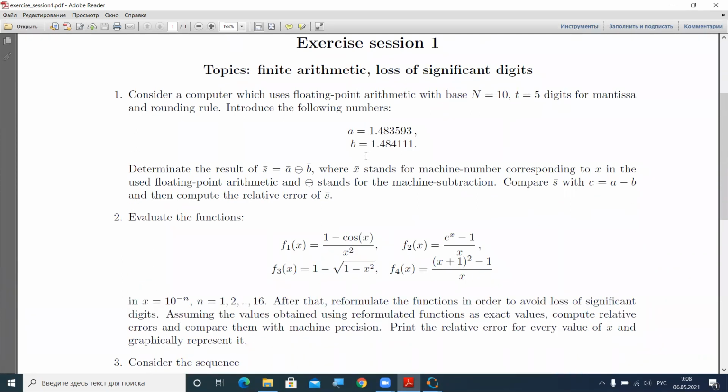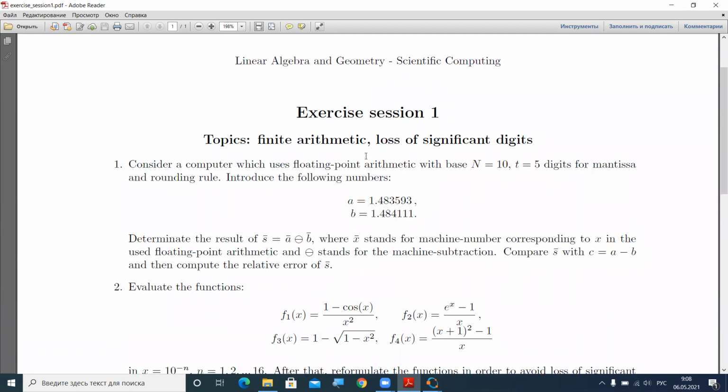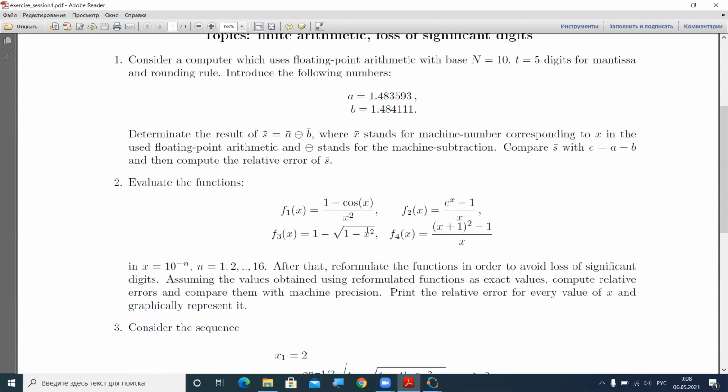So here we have examples of loss of significant digits, rounding numbers, and finding relative errors. So we started exercise number 2 and considered the first and second functions, I think.